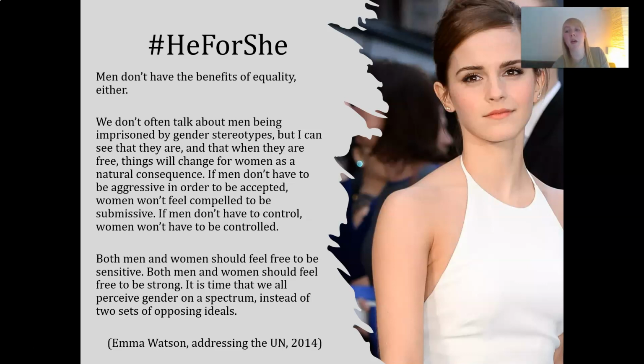So in this speech, Emma Watson, I think, summarised this really nicely. She said, "Men don't have the benefits of equality either.